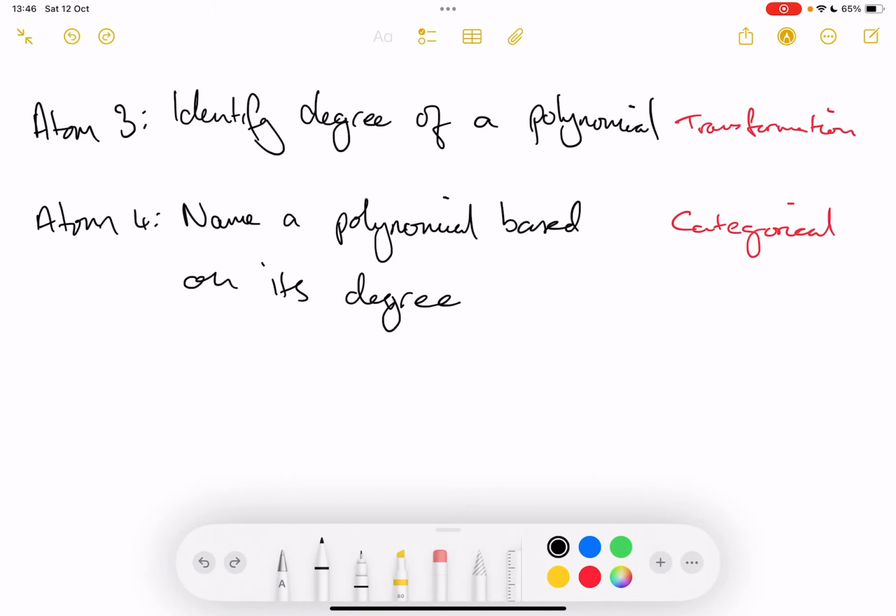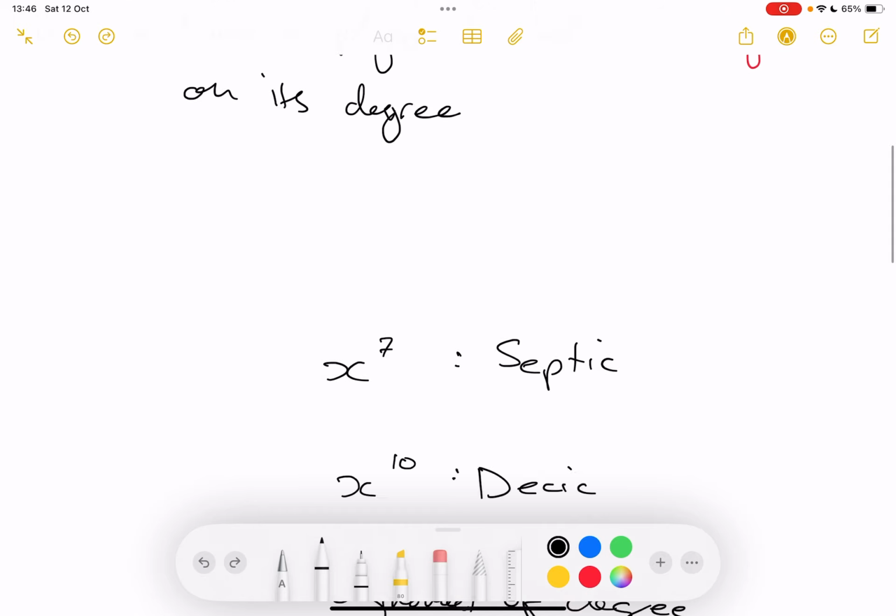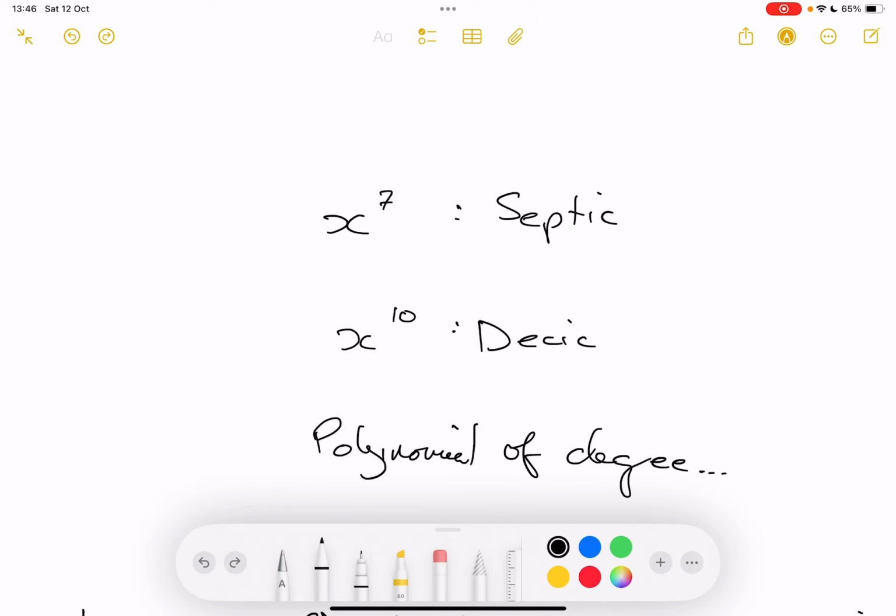For the final atom number 4, naming the polynomial, we have some more design choices to make. Names are rarely given to polynomials beyond degree 7, the septic. You can go as far as decic comfortably. I think it's undecic if it's of degree 11, but realistically beyond degree 7, usually mathematicians will just say a polynomial of degree whatever. And then in school, you'll rarely see anything beyond a cubic. Maybe a quartic, maybe a quintic at a push if you are at A-level.